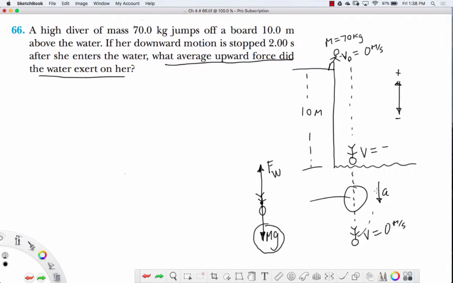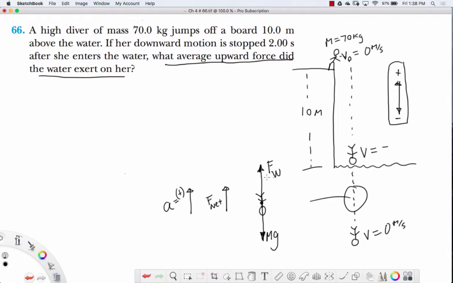Back to what I was saying, the force of the water is going to be larger than the force of gravity, so therefore we can say the net force is up, right? So which way is the acceleration going to be? Up. So our acceleration should be positive while she's in the water. The acceleration should be pointing up, which is positive, back to our sign convention.